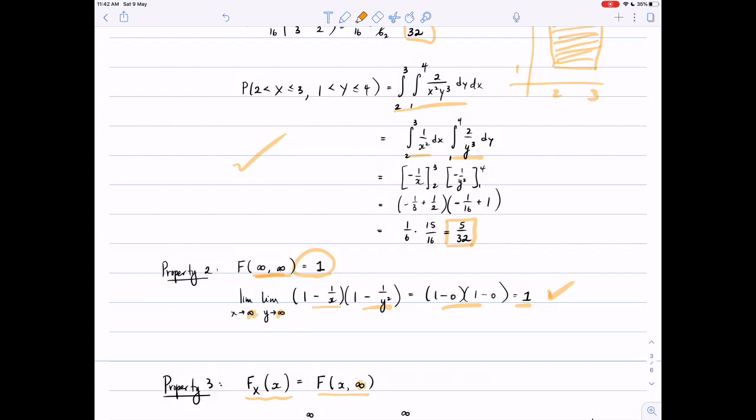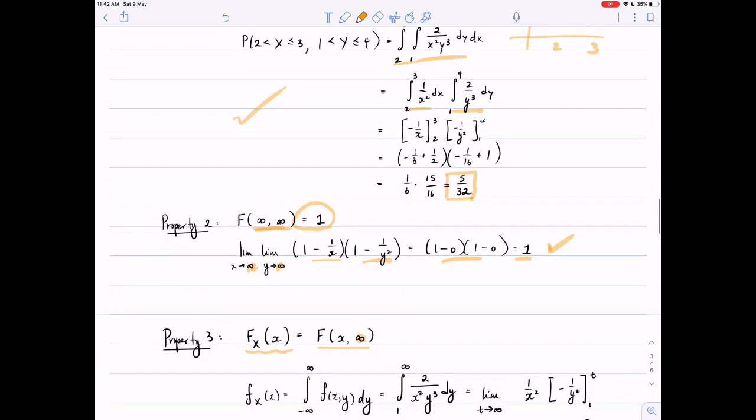It's the limit as y goes to infinity. So we are going to do one of them because the other would be analogous.